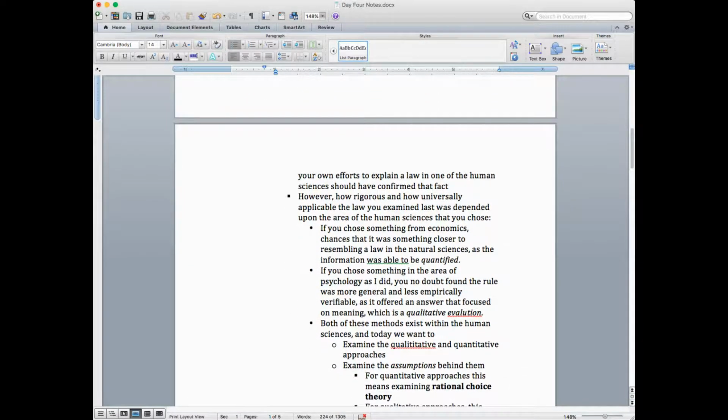However, how rigorous and how universally applicable the law you examined last time was depended on which area of the human sciences you chose. This is our lead into today. If you chose something from economics, chances are that it was something closer to resembling a law in the natural sciences, as the information was able to be quantified. If you chose something in the area of psychology, as I did, you no doubt found the rule was more general and less empirically verifiable, as it offered an explanation that focused on meaning, which is a qualitative evaluation.